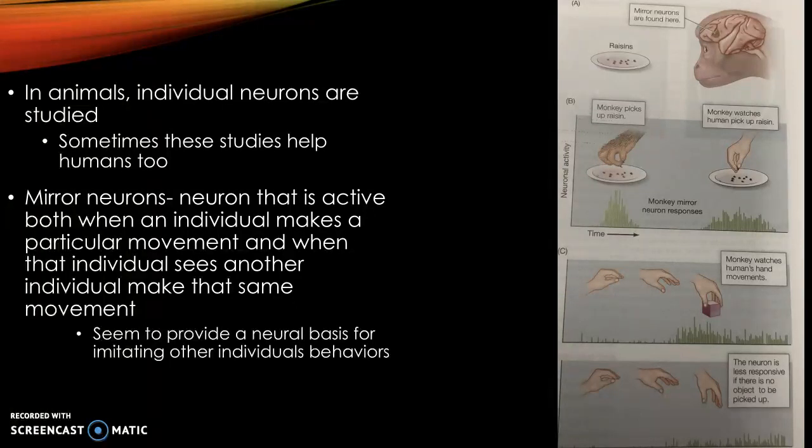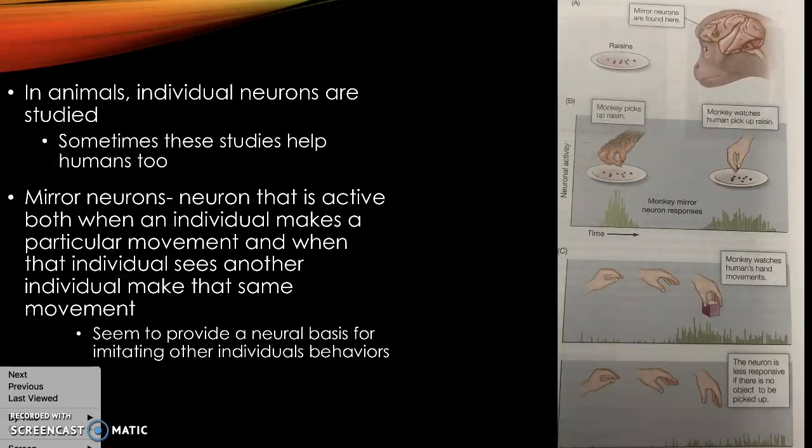Sometimes these studies are beneficial to humans too, as shown in the figure. Mirror neurons are neurons that are active when an individual makes a particular movement and when that individual sees another individual make that same movement, like the monkey. It seems to provide a neural basis for imitating other individuals' behaviors.